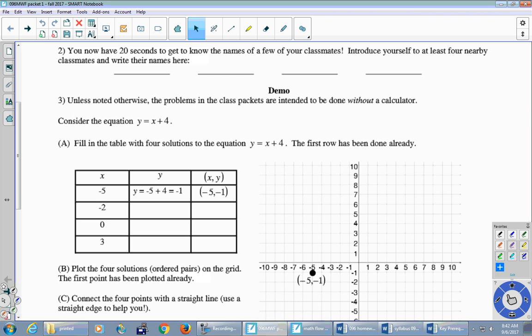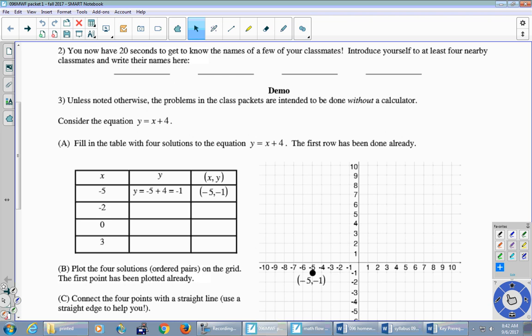So here's the first math question we're going to work on this semester. A note here, number 3: unless noted otherwise, the problems in the class packets, like this big packet right here, are intended to be done without a calculator. So for the most part, we're not going to be using calculators. There will be a couple of classes where we'll be doing calculator stuff, and I can lend you one if you don't have one. But by and large, this is not a calculator-based class. I'm sorry to break your hearts right out of the gate, but it is what it is.